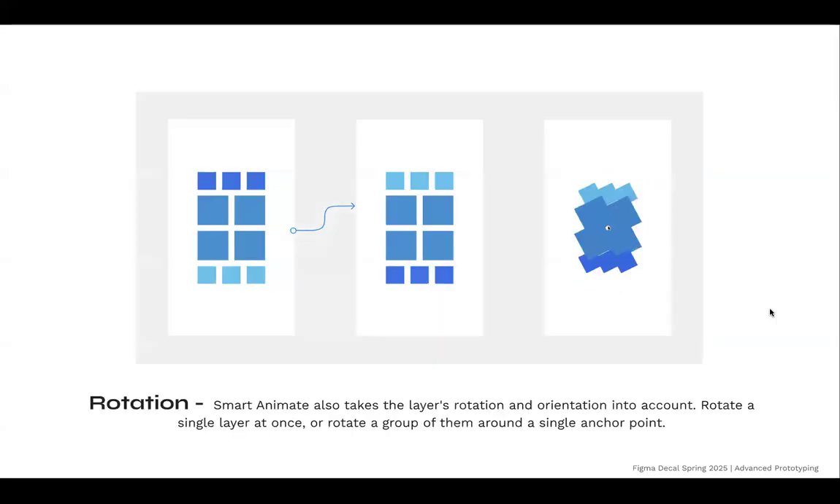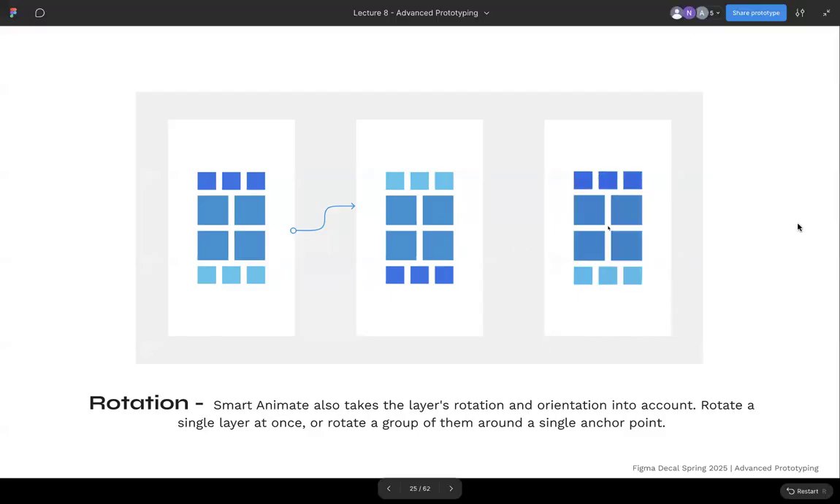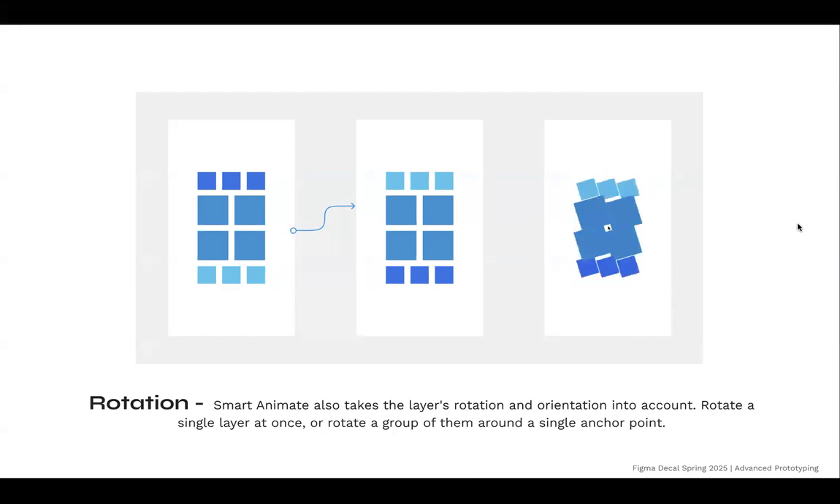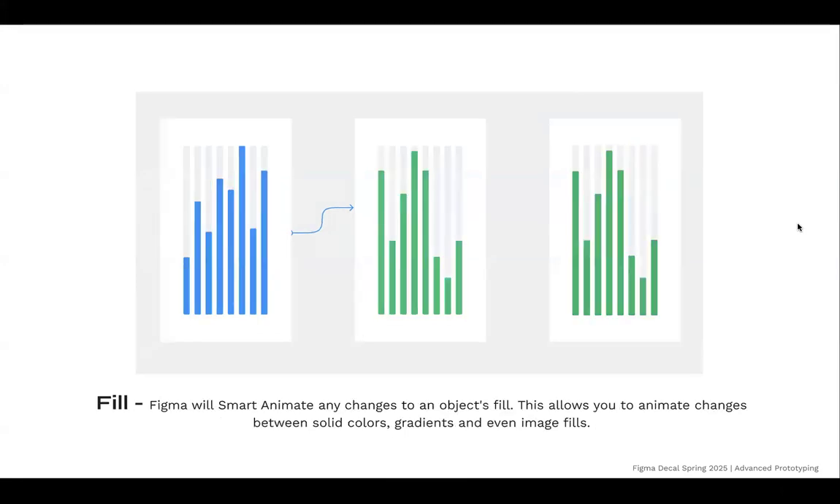And then Smart Animate also takes the layer's rotation and orientation into account. So rotate a single layer at once or rotate a group of them around a single anchor point, and you'll see the results, something like this animation right here. And then fill as well. So Smart Animate can add changes to an object's fill, and it allows you to animate changes between solid colors, gradients, and even image fills.